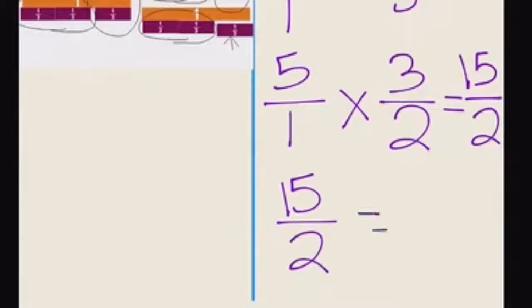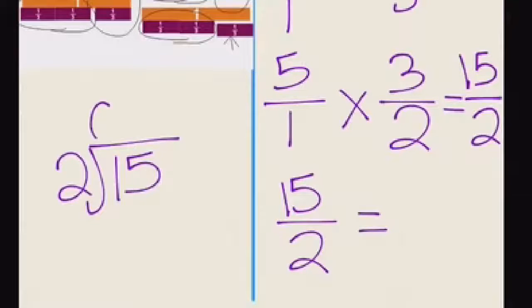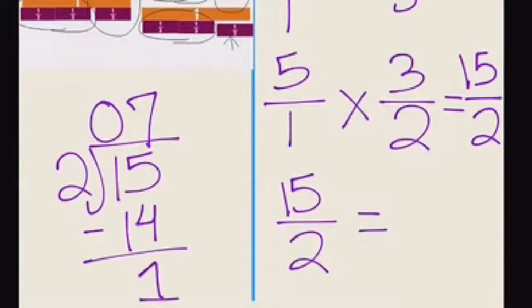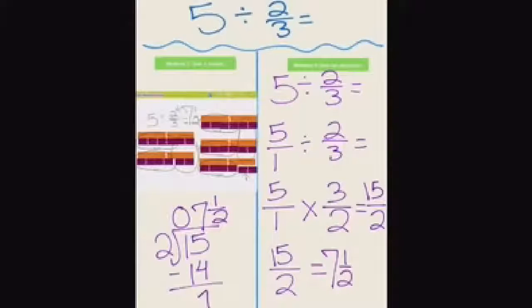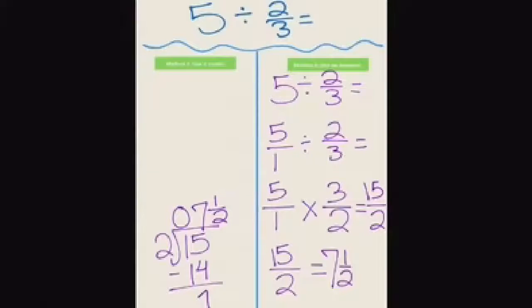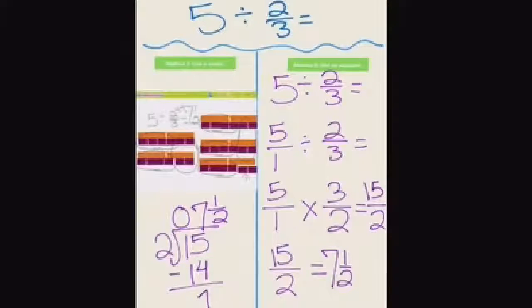But remember, we're going to change it to a mixed number. So to do that, do 15 divided by 2. 2 does not go into 1, but 2 goes into 15 a total of 7 times. 15 minus 14 is 1. And we're going to write that remainder as 7 and 1/2. So you'll notice that we get the same quotient in both of our methods. So we're going to go ahead and write our final quotient up at the top of 7 and 1/2.